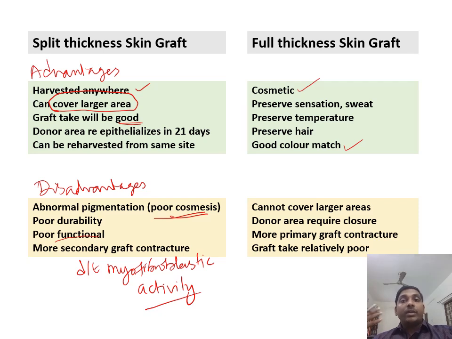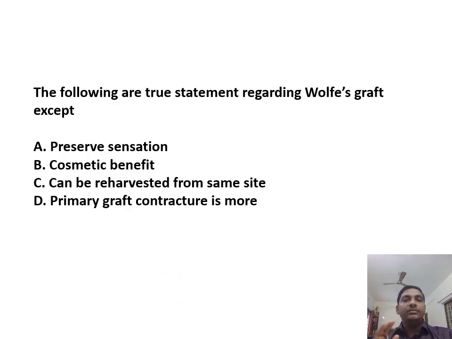There will be more primary graft contracture. If you take a 4 by 4 centimeter area of full thickness skin graft, immediately after harvesting it will become 3.8 by 3.8. Because of the more elastin content in the dermis, the graft will undergo contracture, and the take will be relatively poor compared to the split thickness skin graft because it has a larger amount of dermis which needs more nourishment. Okay. So with this we will discuss the skin graft with some MCQs.